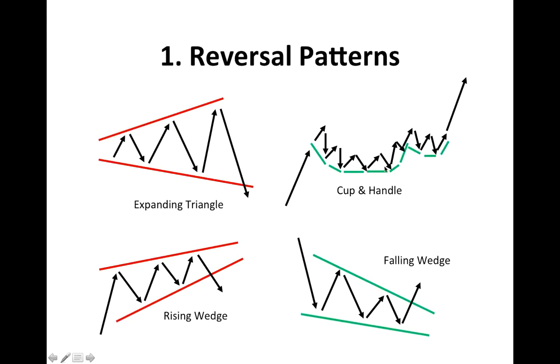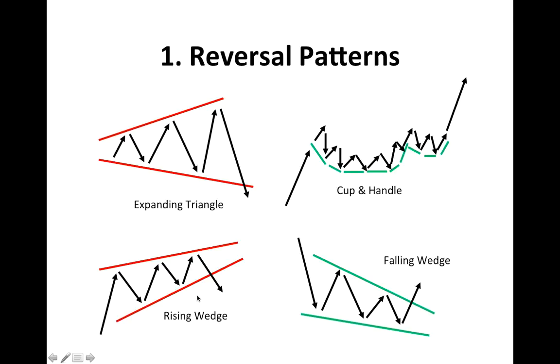The next pattern is an accumulation pattern, hence it is green. This is usually found in an uptrend for stocks where you see an accumulation of buying. This is the cup followed by the handle before a final breakout.